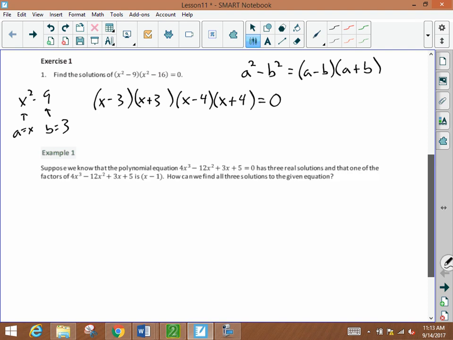And now we can find a solution. You don't have to use difference of squares. Also, if you wanted to factor this, you could think, hey, for instance, for looking at the x squared minus 9, I could think, hey, what are two numbers that multiply to negative 9 but add to 0?